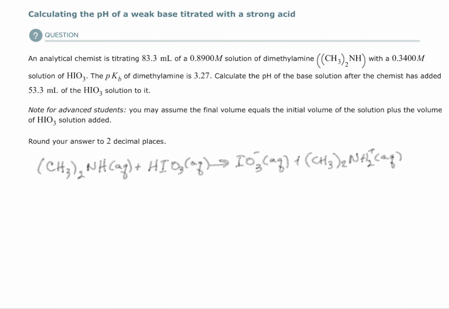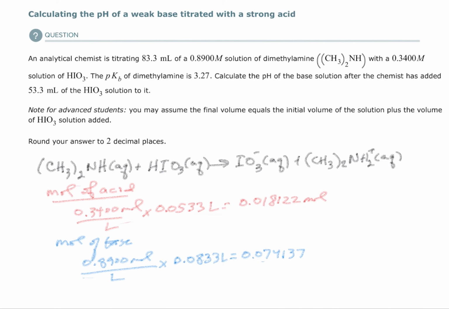So here's the first reaction. You've got some kind of a base here, dimethylamine, and it's going to react with an acid to produce the conjugate base of the acid and the conjugate acid of the base. So this is just a straightforward 1-to-1-to-1-to-1 relationship.